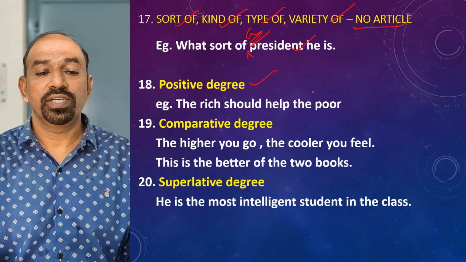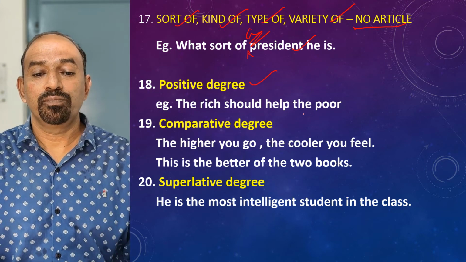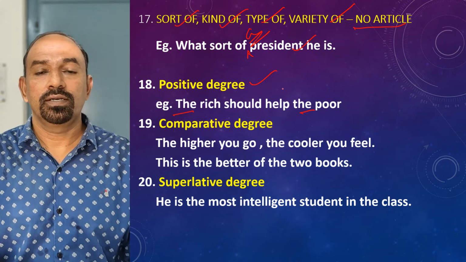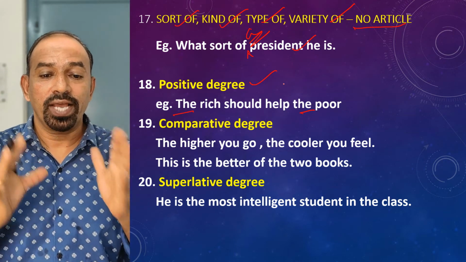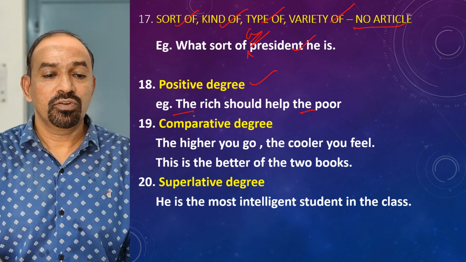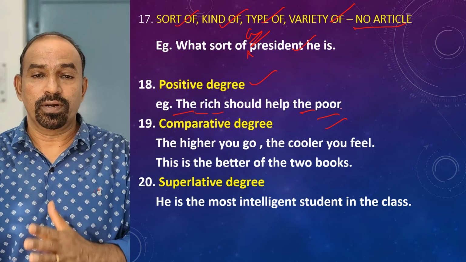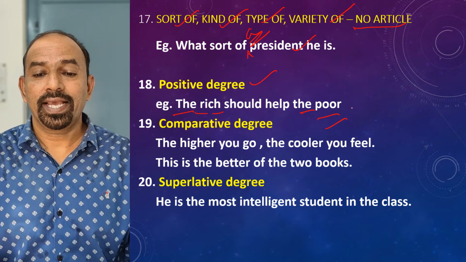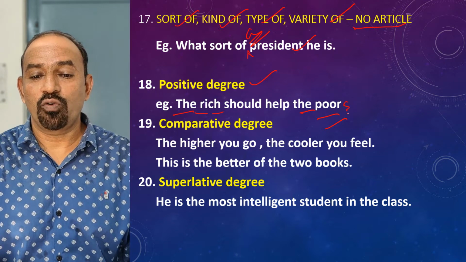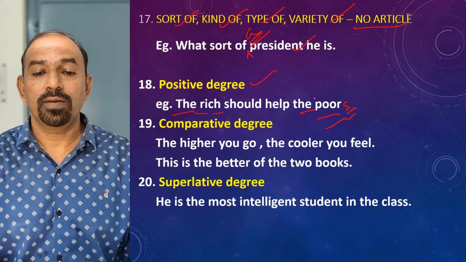Then with the positive degrees, the rich should help the poor. Look at this sentence: The rich should help the poor. Here the rich means the rich people. The poor means the poor people. Sometimes it carries an S along with this. The rich should help the poor.